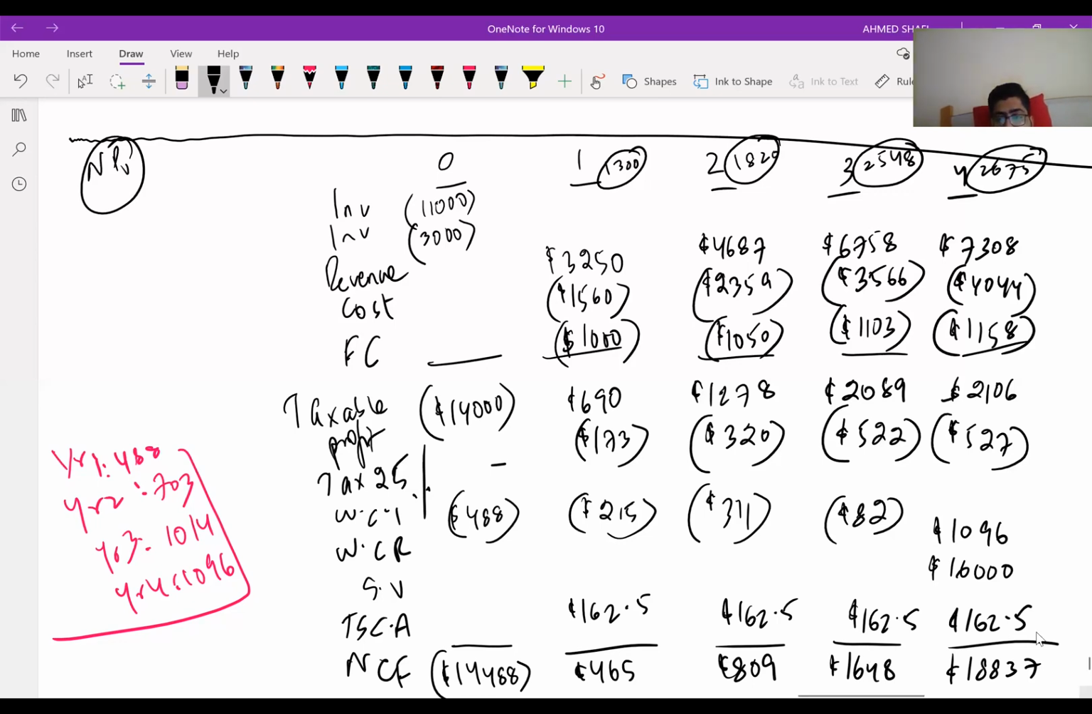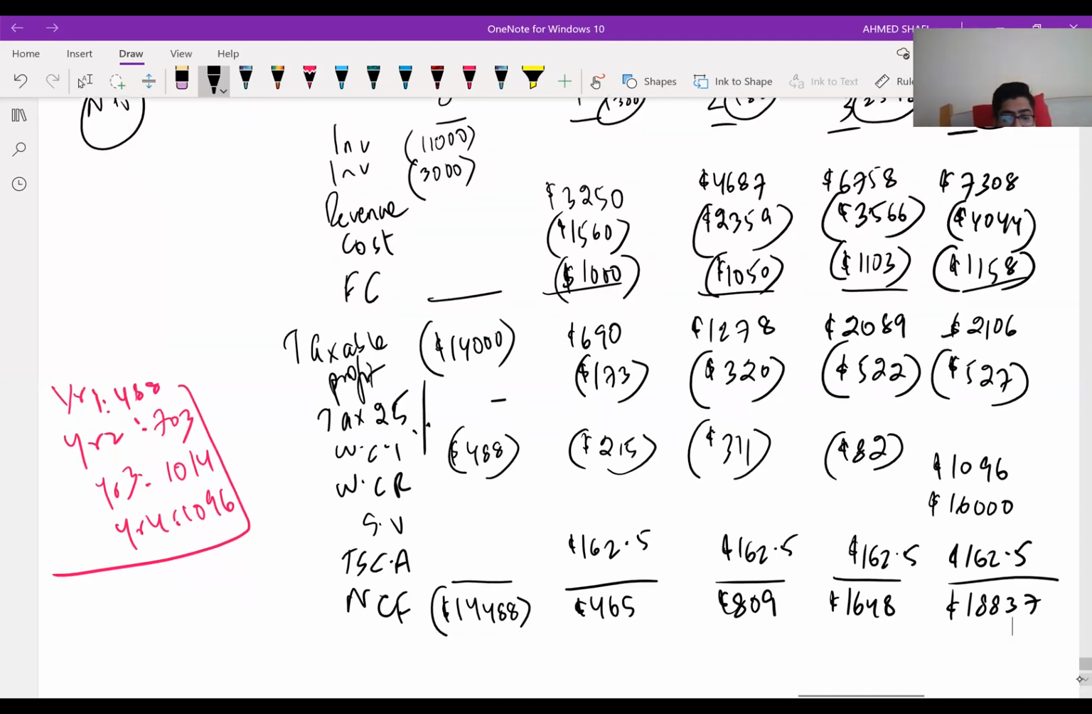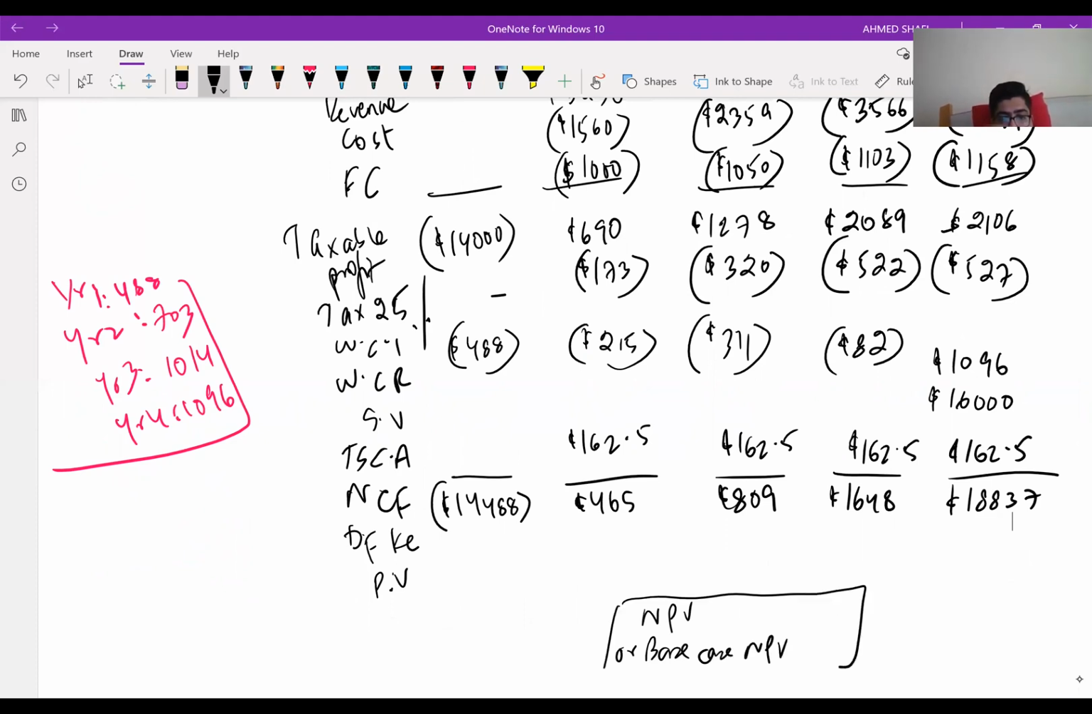So once you get net cash flows, you need to multiply it with the discount factor, which in APV is KE, and you get present value. And the net of all present values will be the NPV, or base case NPV. Now, is KE given? The answer is no. So you need to find KE.